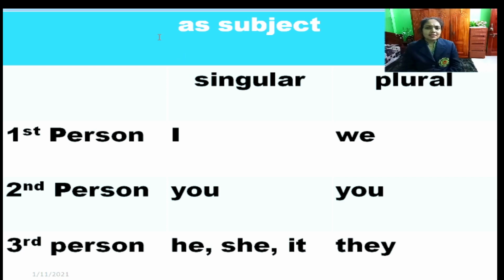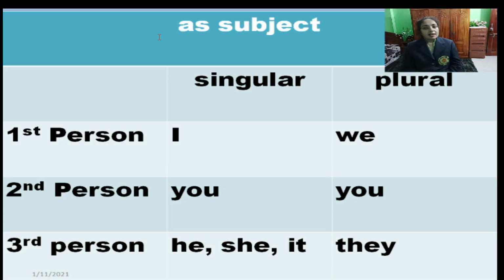Let us see what their subjective forms and objective forms are. Sometimes they are singular and sometimes they are plural. I means Ami and we means Amra. So here I is singular, we is plural. You means tumi and tomra. Here singular and plural are both the same. In third person singular number we get he, she, it, and in plural number we get they. These are the subjective forms of pronouns.